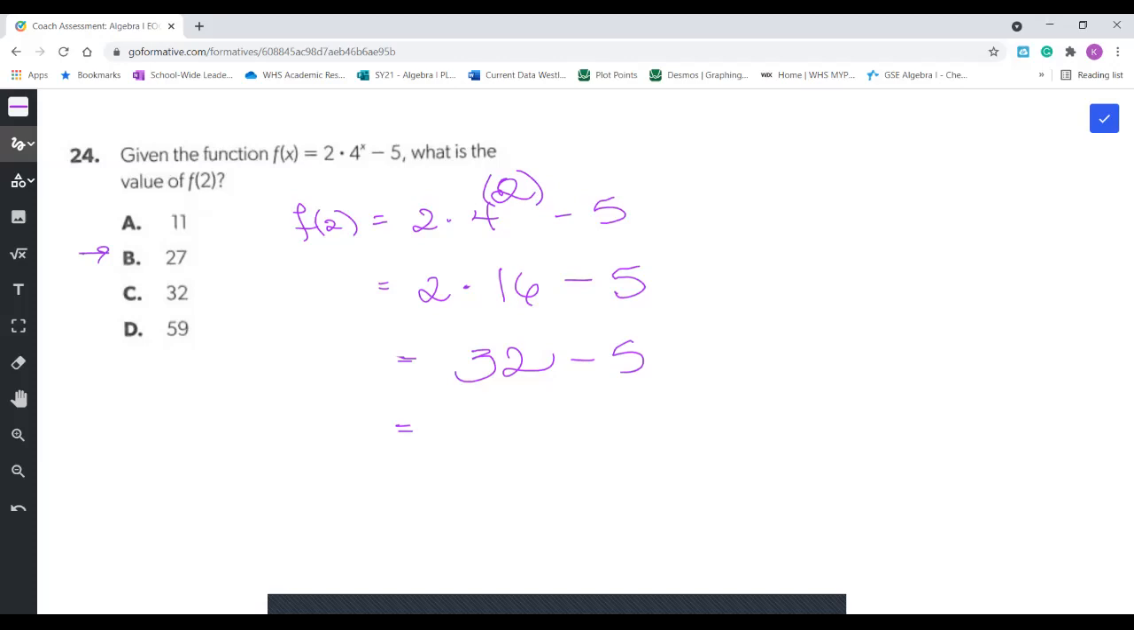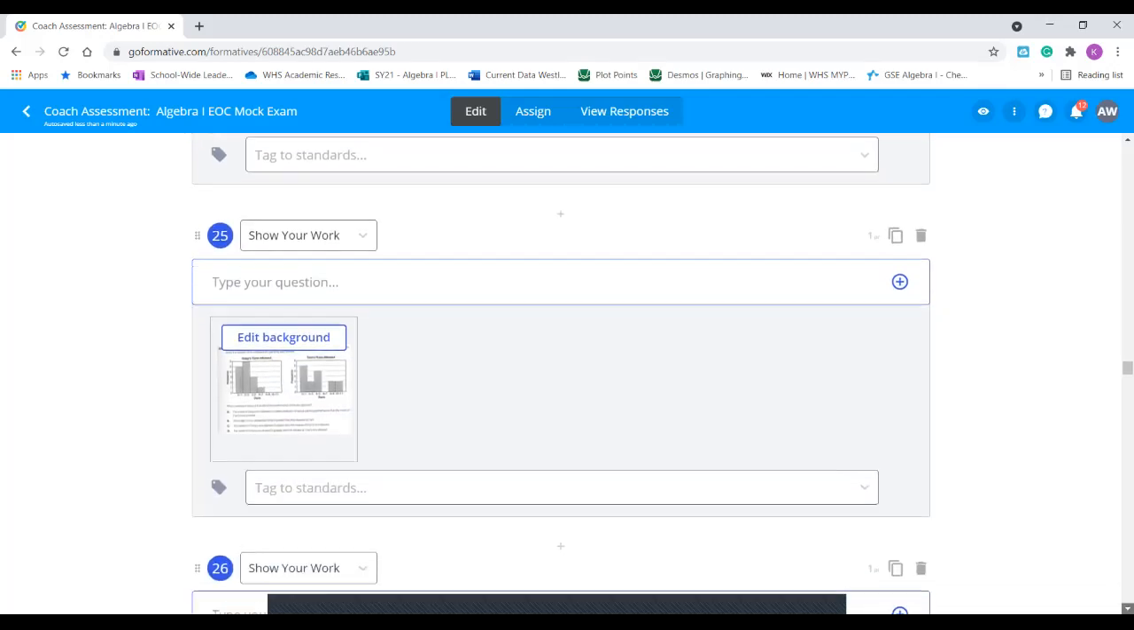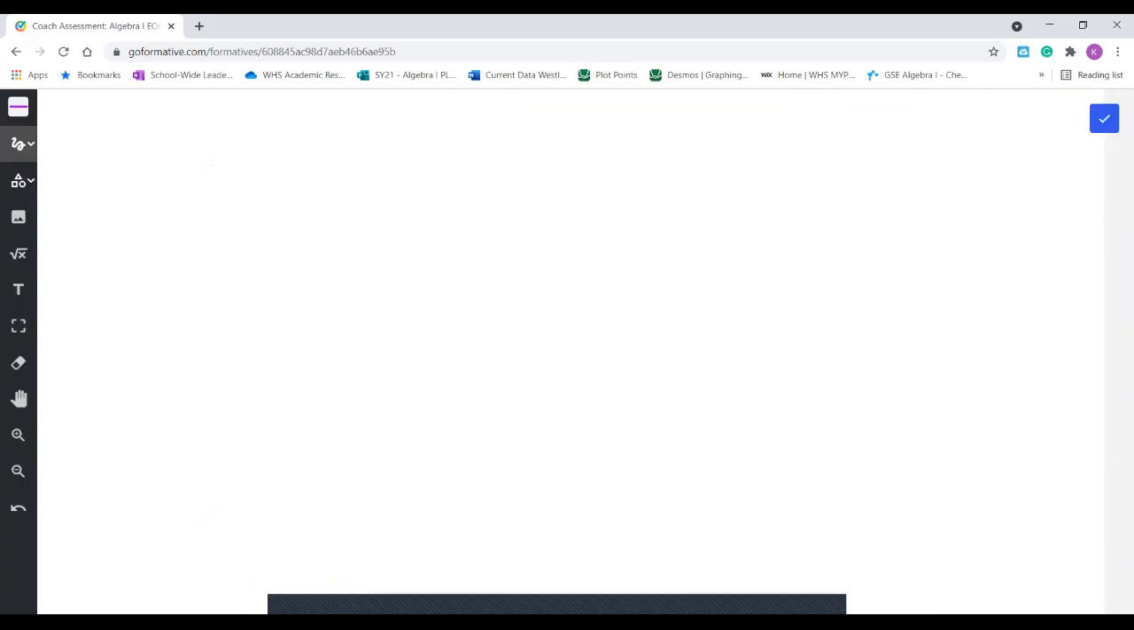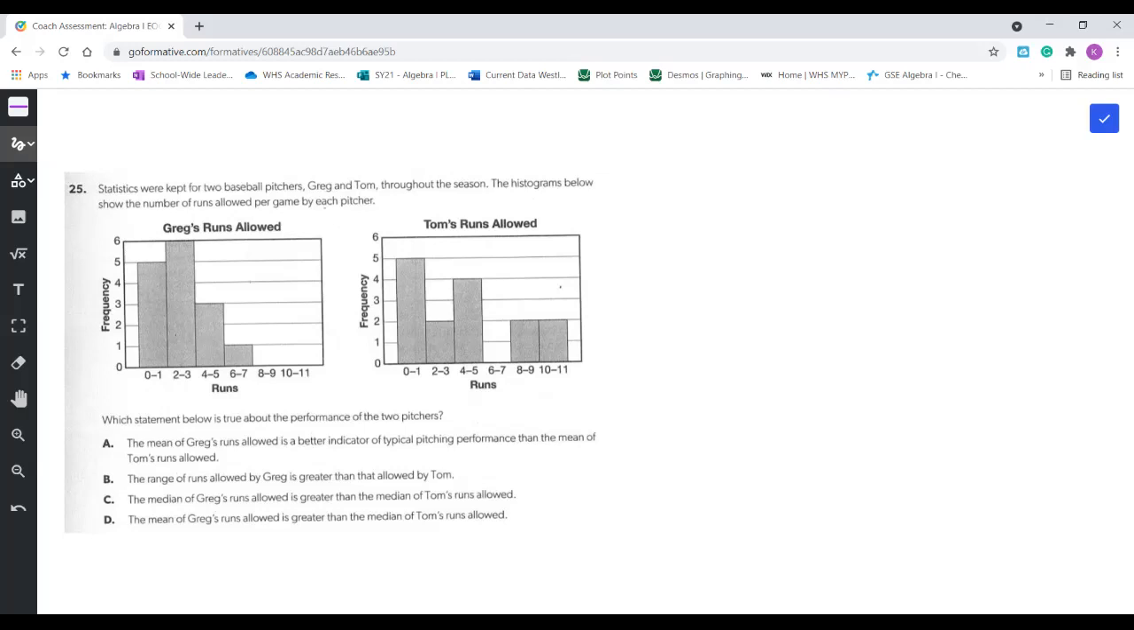All right, number 25. Ooh, I might make it a 26. All right, so 25 says statistics were kept. Ooh, that word is hard to say sometimes. Statistics were kept for the 2 baseball pitchers, Lord have mercy, Greg and Tom, throughout the season. The histograms below show the number of runs allowed per game by each pitcher. It says, which statement below is true about the performances of the 2 pitchers? I don't know nothing about no baseball. Doggone it. Let's read. Let's see.